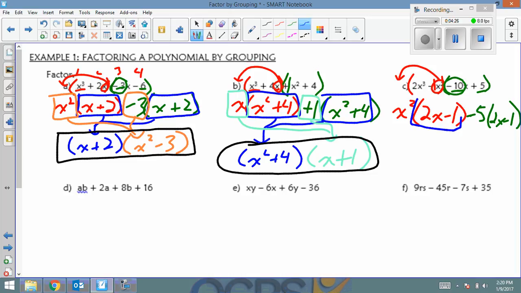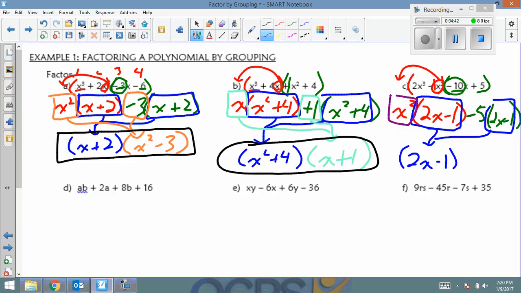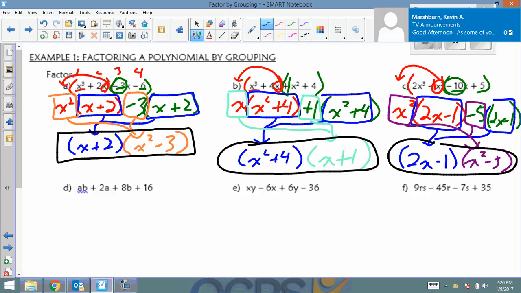Okay, you should have the parentheses the same. Remember, if they're not the same, that means you've done something wrong. So we now write that once. The other parenthesis, again, will come from what's left, which is this and this, and we combine it into 1 parenthesis, x squared minus 5. And once you have those 2 parentheses, you are done.